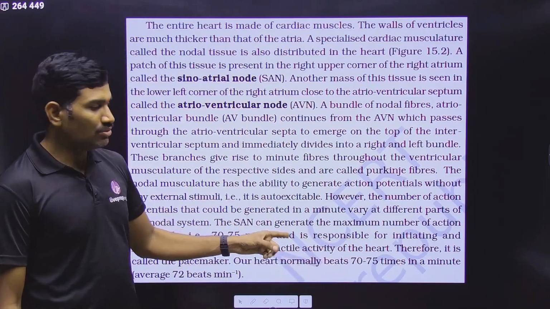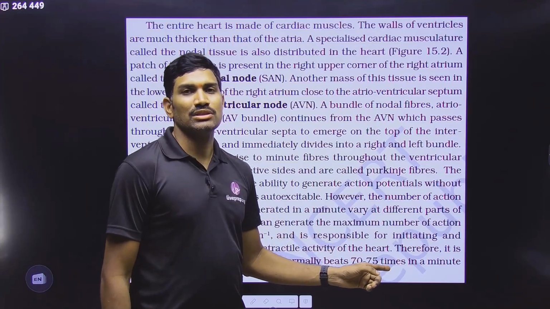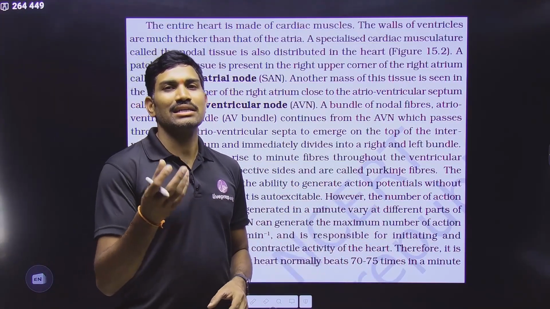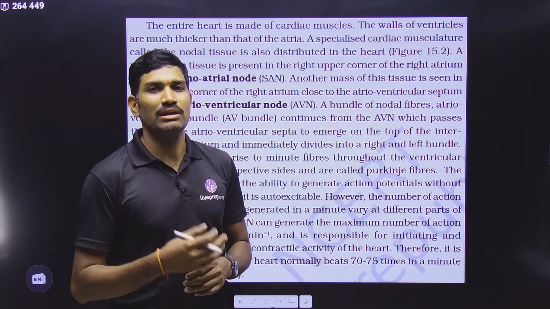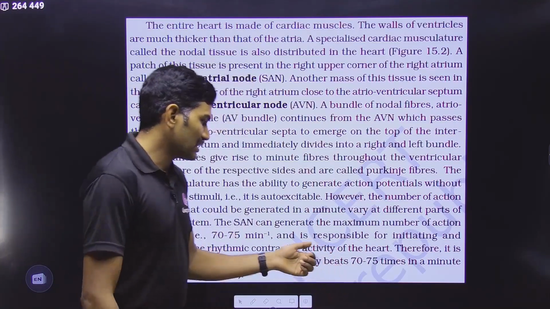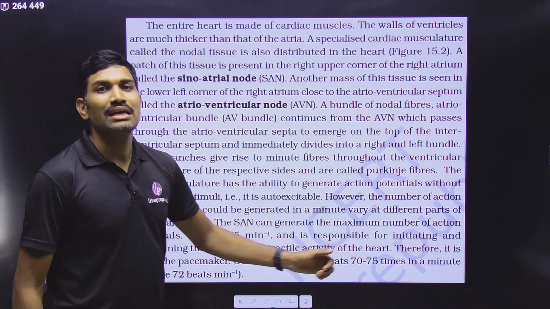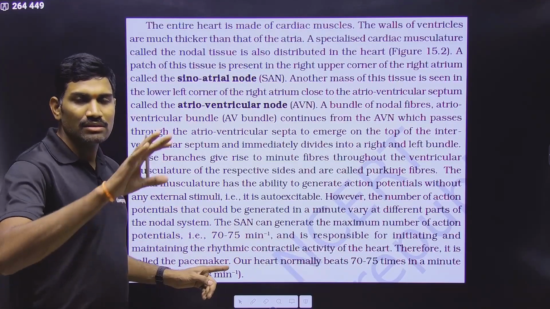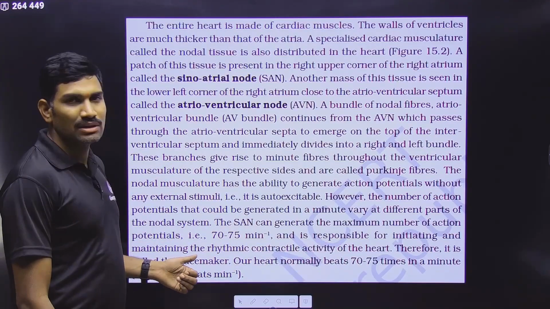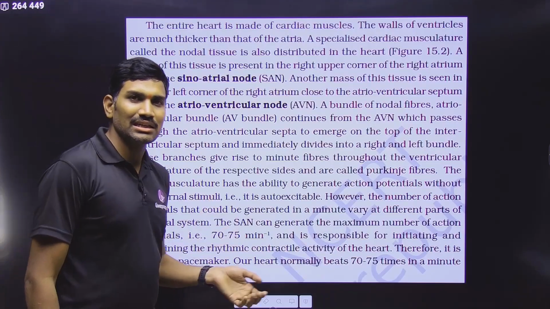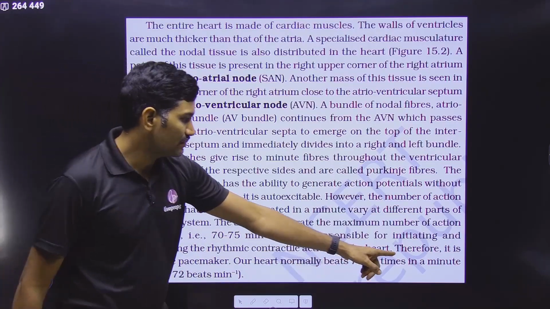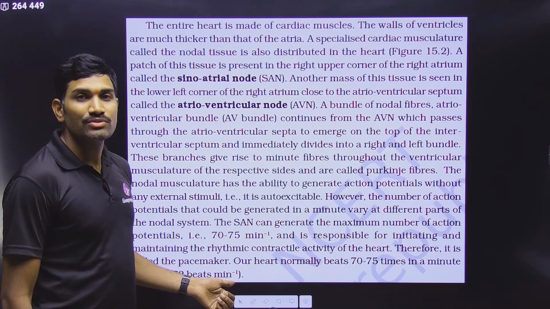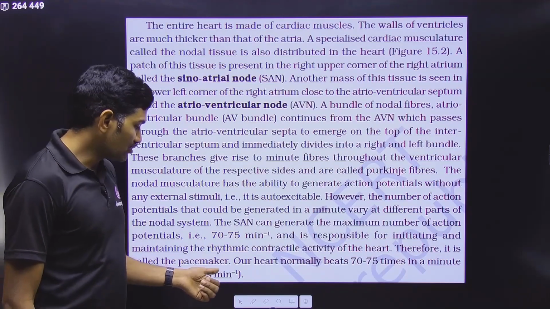So the SA node is giving these action potentials. Because of this, it is controlling the number of times the heart undergoes contraction. That number is controlled by the SA node. They are also talking about the maintenance: the entire contraction maintenance is done by the SA node, because it is generating that particular information. Next one. Therefore, it is called the pacemaker. It means the SA node is called the pacemaker.